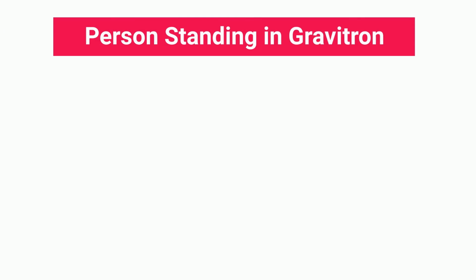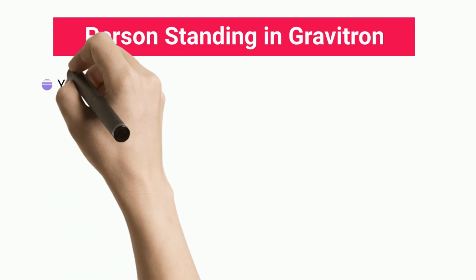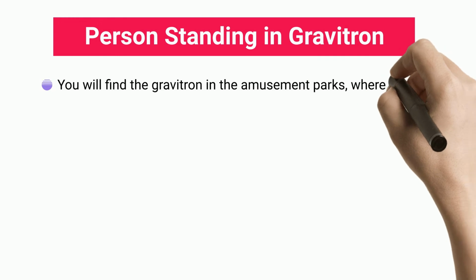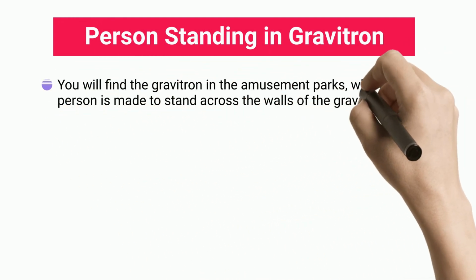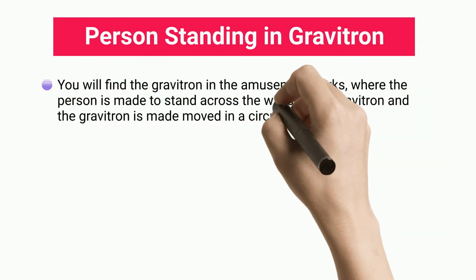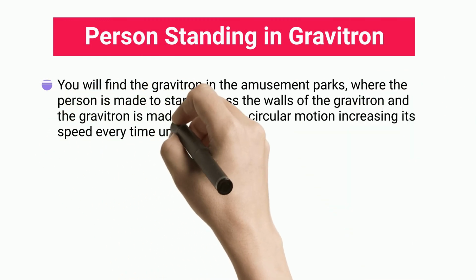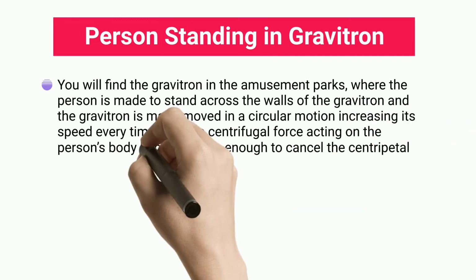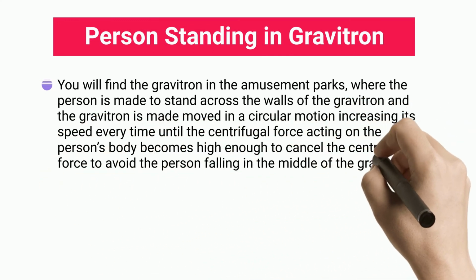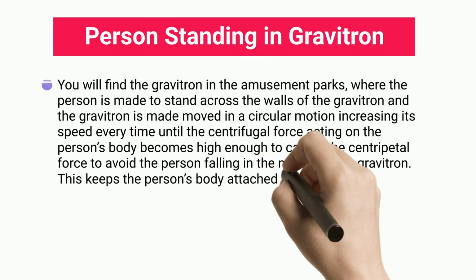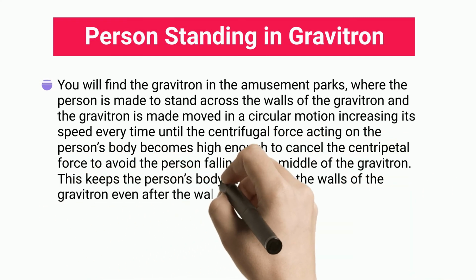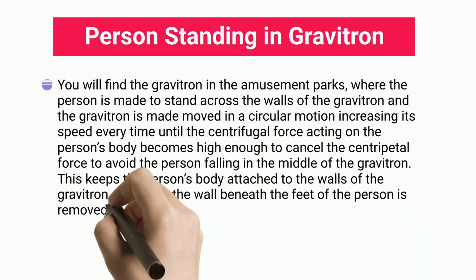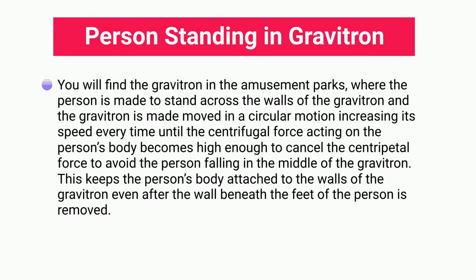Person standing in gravitron. You will find the gravitron in amusement parks, where the person is made to stand against the walls of the gravitron and the gravitron is moved in a circular motion, increasing its speed every time until the centrifugal force acting on the person's body becomes high enough to cancel the centripetal force to avoid the person falling in the middle of the gravitron. This keeps the person's body attached to the walls of the gravitron even after the wall beneath the feet of the person is removed.